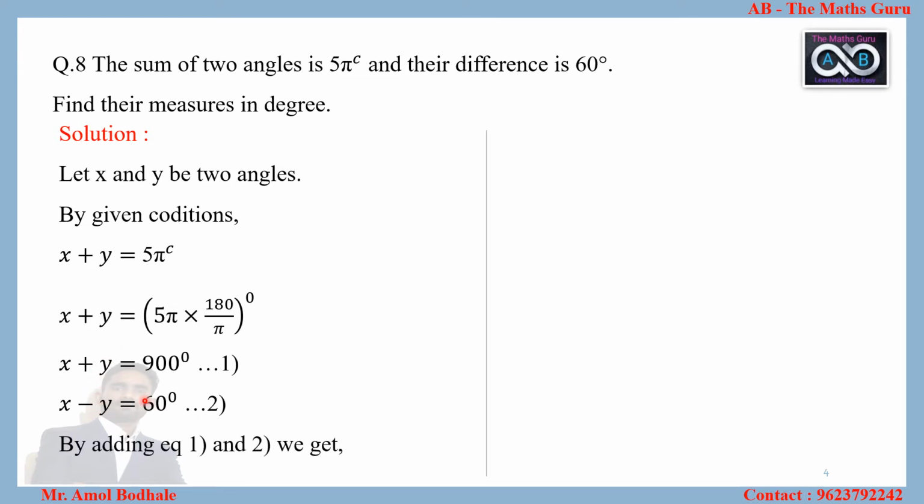So by adding equations 1 and 2 we get x plus x, 2x, y will cancel, 900 plus 60, that is 960. So therefore x equal to 480. So by dividing by 2 we get x is equal to 480 degree. Now once we get the value of x, we can calculate the value of y.